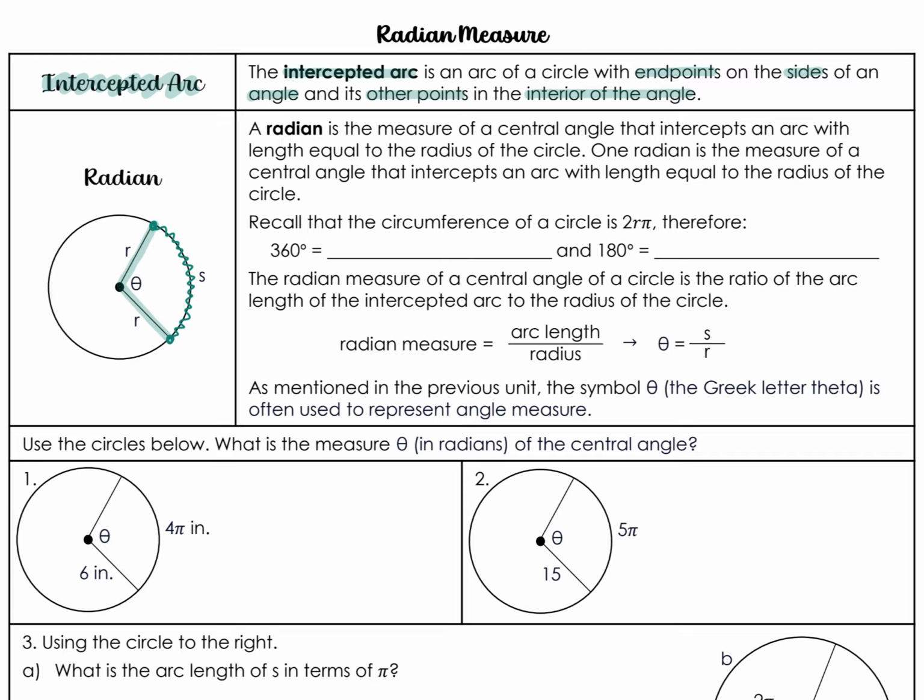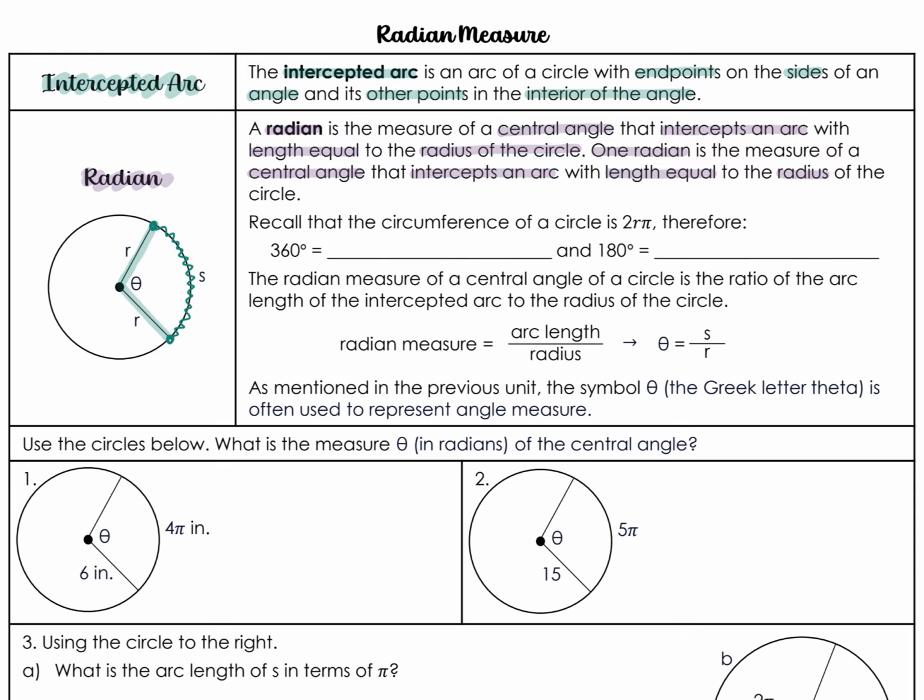All right, moving into our radian. We have that a radian is going to be the measure of a central angle that's going to intercept the arc with a length that will be equal to the radius of that circle. 1 radian is going to be the measure of a central angle that will intercept an arc with the length equal to the radius.